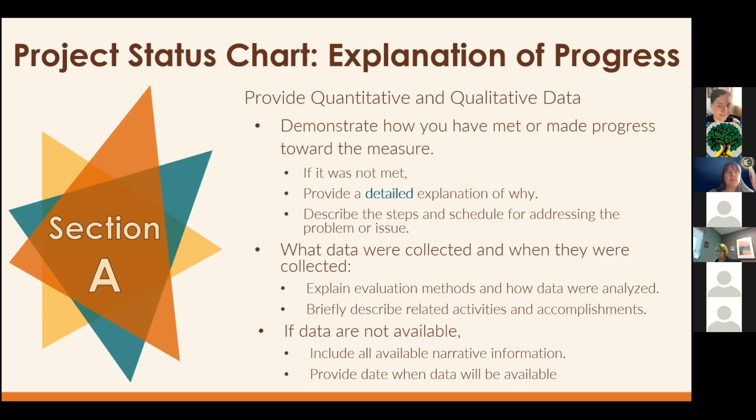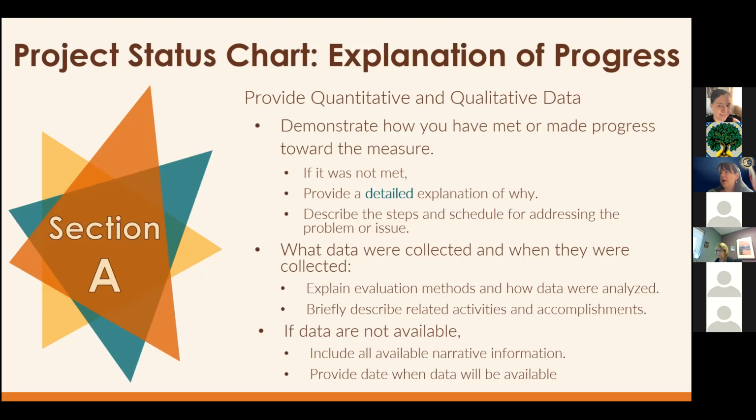So in the narrative explanation of progress, you want to talk about how you've met or made progress toward those objectives. If those objectives were not met, provide a detailed explanation about why and detail some of those steps that you've taken to address any challenges that you might have faced. Keep in mind, this should really be different than the text that you're entering into your executive summary. This is much more specific to the measures that you're reporting in those project status charts.